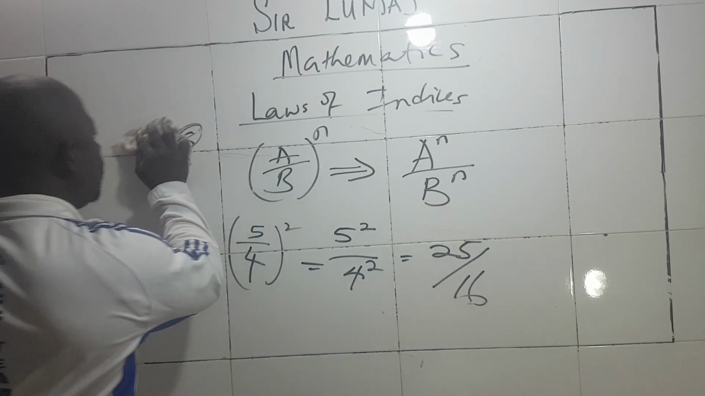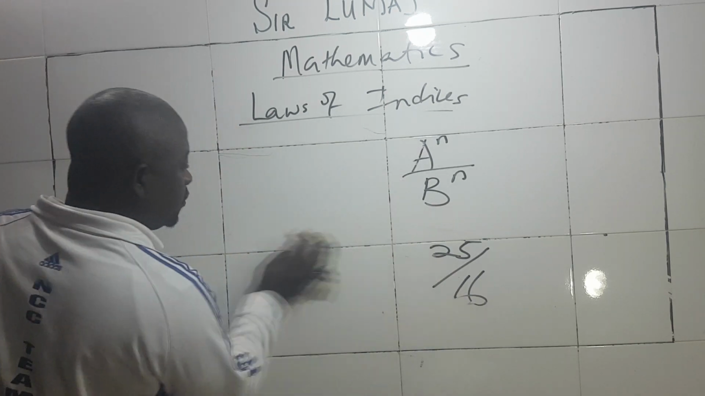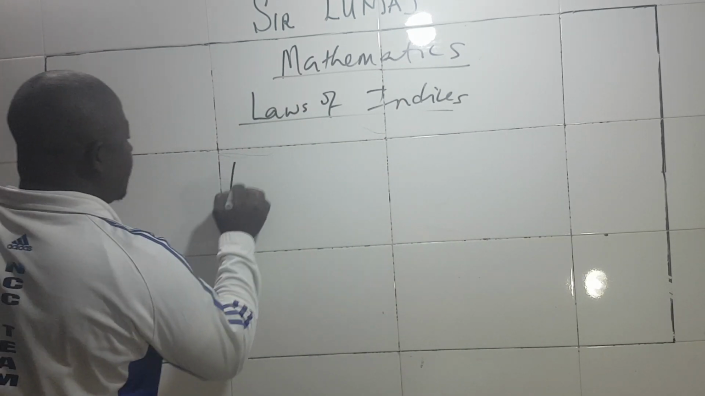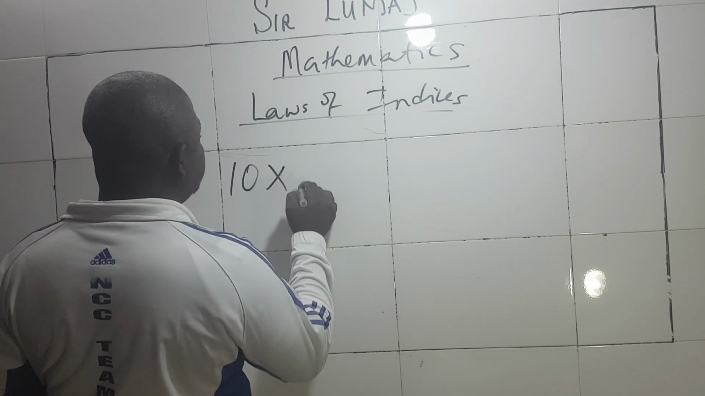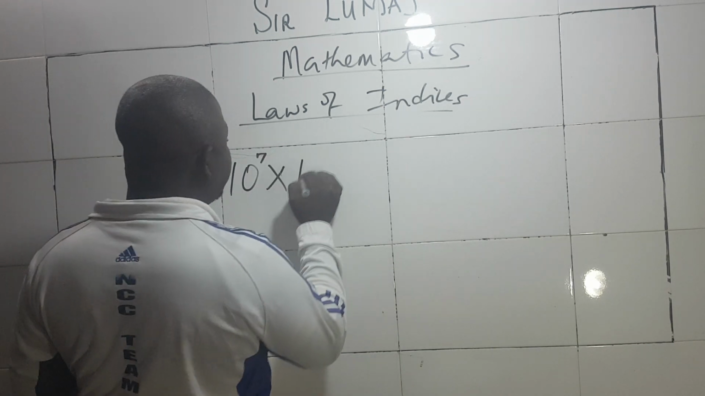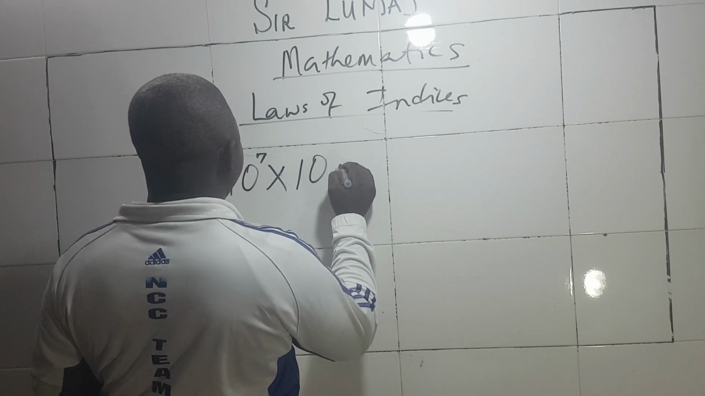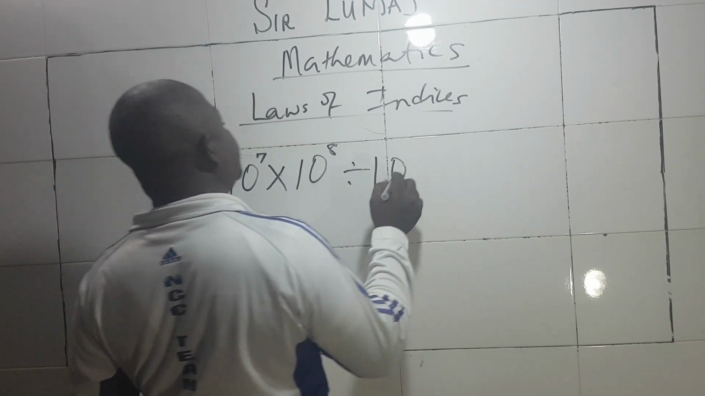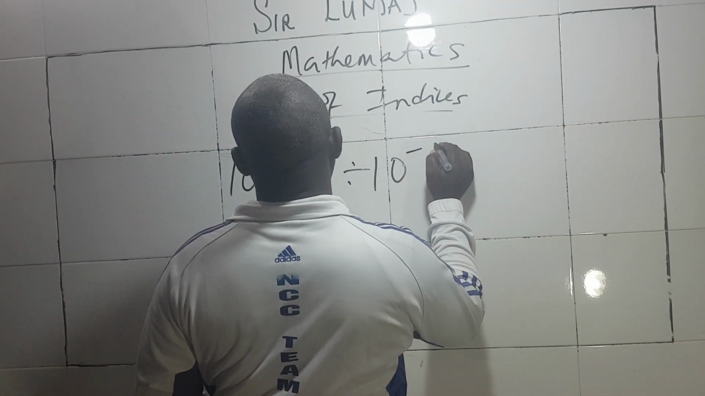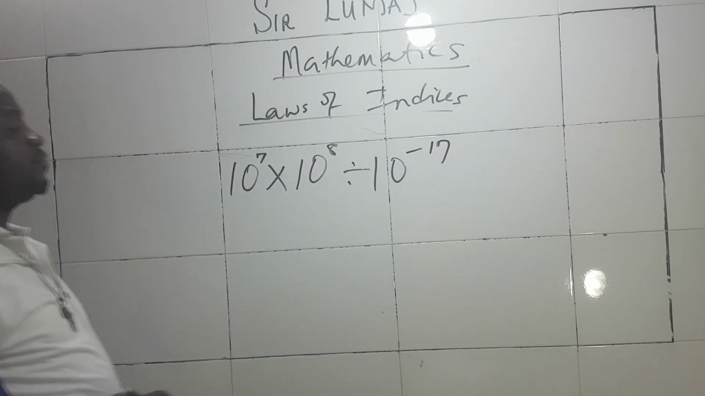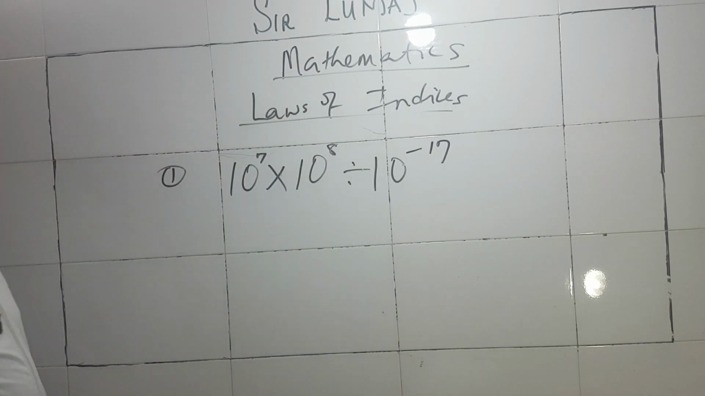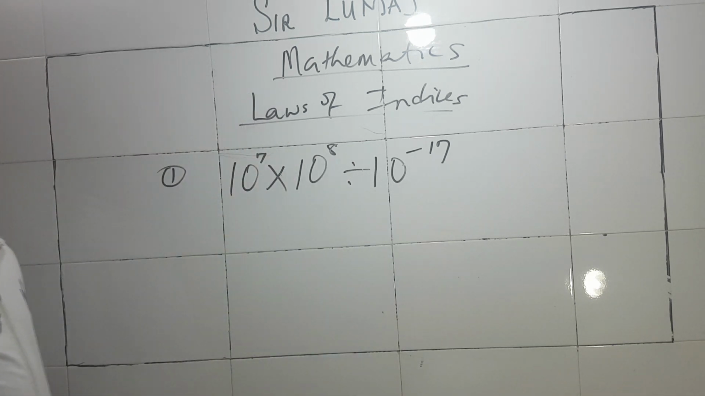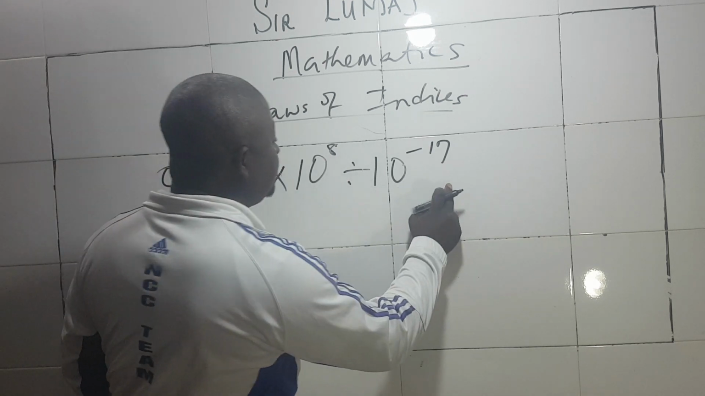Let me just give us one question that will combine the rules. I can just say simplify 10 times 10 raised to power 7 times 10 raised to power 8 divided by 10 raised to power minus 17. Very simple. The first thing we have to look at, do they have common base? Yes, they have common base. So I can carry out the operation.